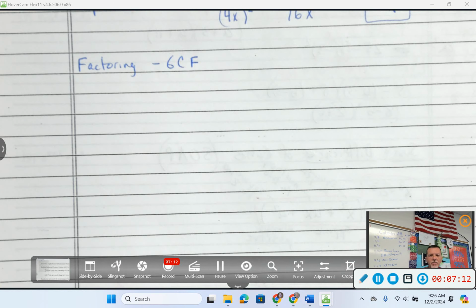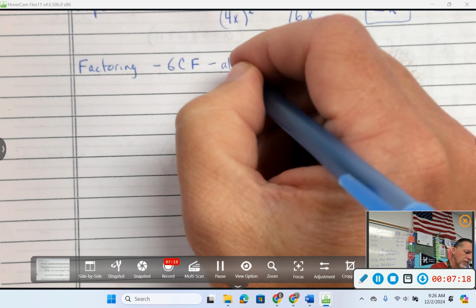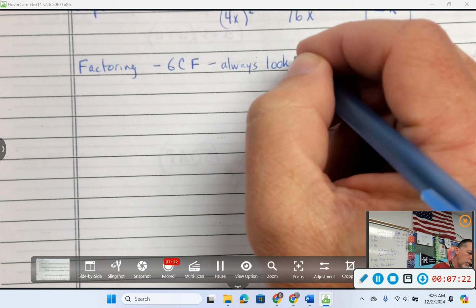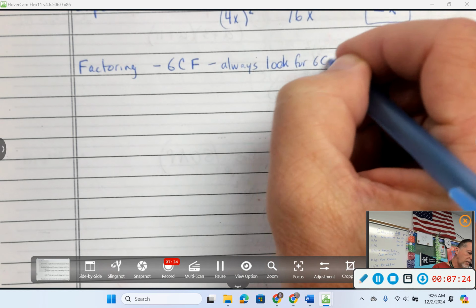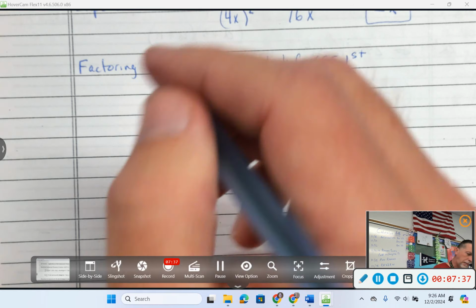GCF, what's GCF stand for? Greatest common factor. Always look for it first. Always look for GCF first, because it simplifies your problem. It makes life a little easier. So if there is a GCF, look for it, or if we don't know if there is, look for it first.